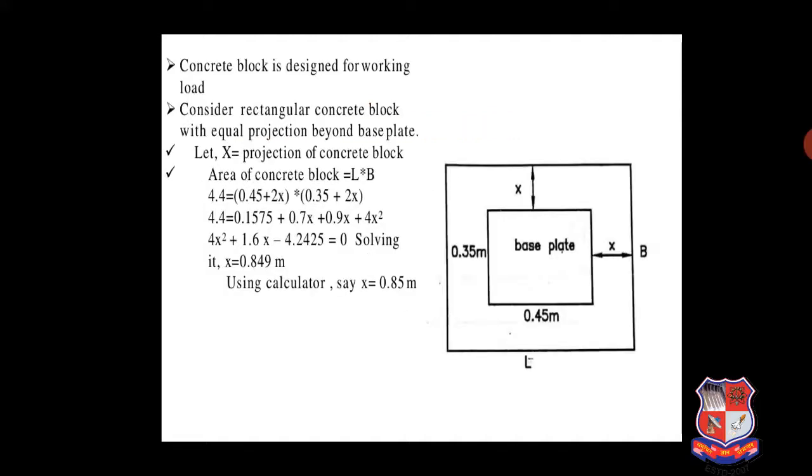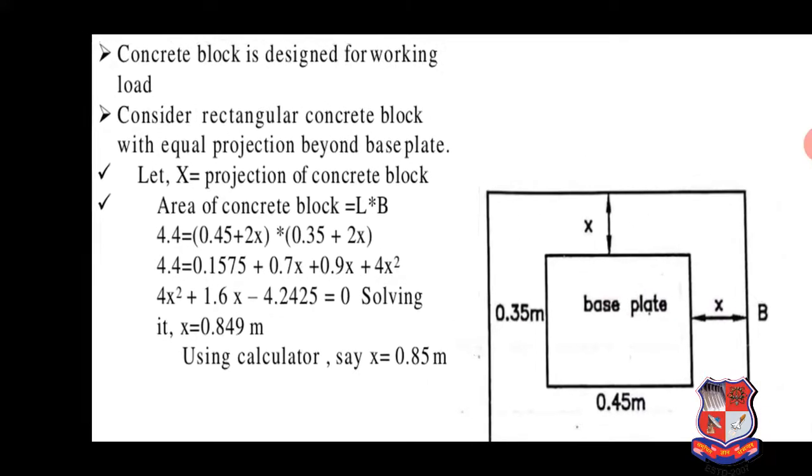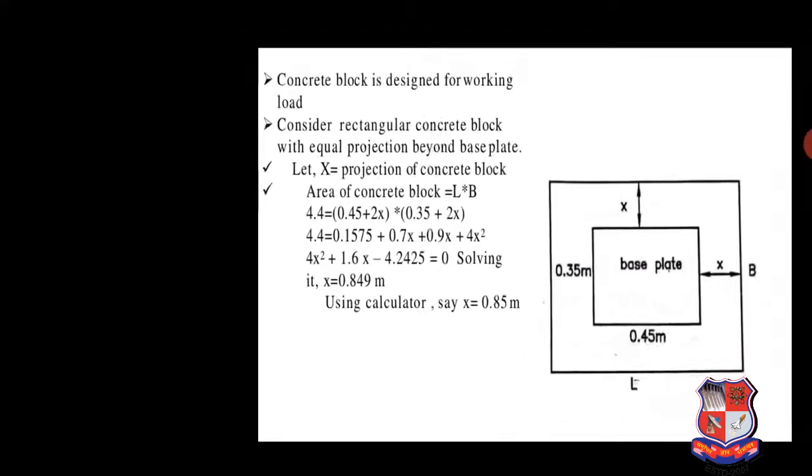Now the concrete block is designed for working load, considering a rectangular concrete block with equal projection beyond the base plate. Why consider rectangular? Because our base plate is a rectangle, so below that the concrete block is also provided as a rectangle. Now we can decide the size L and B of our concrete block. We know the total area we maintain is 4.4 meter square, so area of concrete block is equal to L times B.